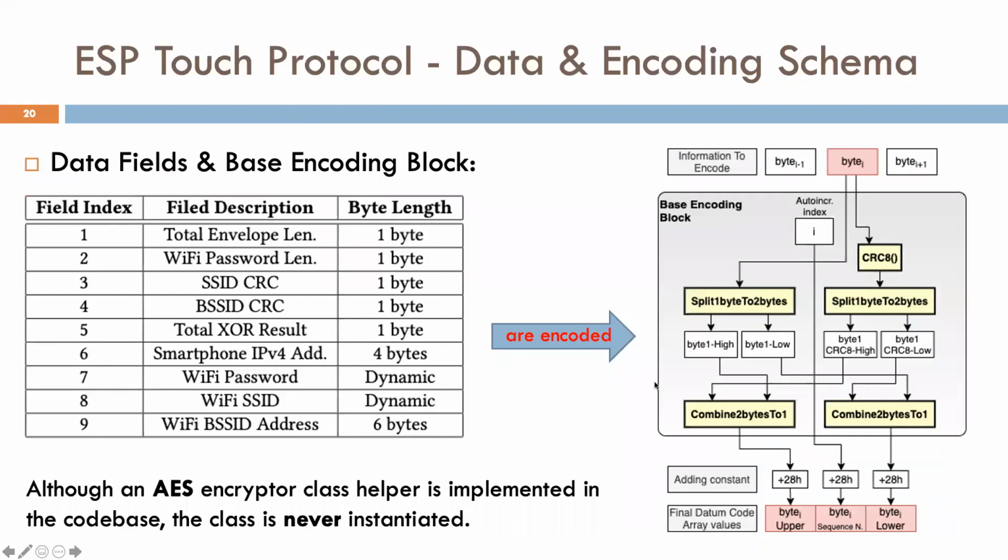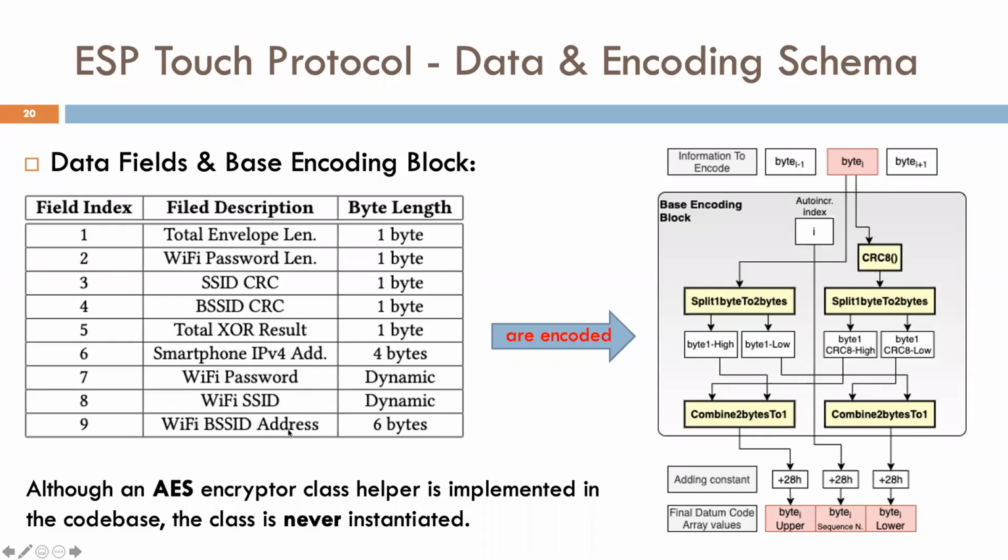Okay, here is reported the basic data schema and the encoding block performing some basic byte manipulation operations. If you look at the table, apart from the different field size, the basic information carried by the protocol is limited to the smartphone IP address for the acknowledgement, the Wi-Fi password, the Wi-Fi SSID, and the Wi-Fi BSSID.